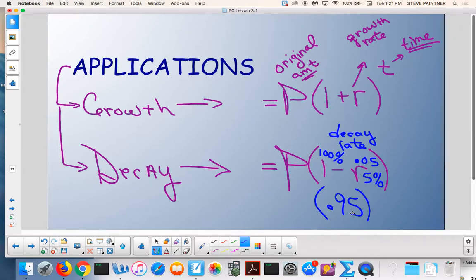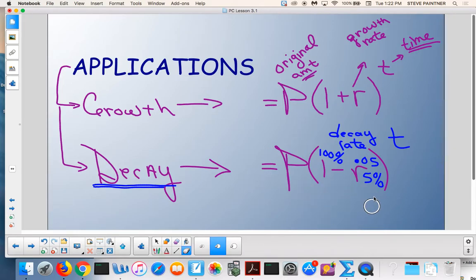If you multiply by 0.95, you're actually shrinking. You're decaying away. You're losing 5%. Get it? And then how long is this going to happen? Raise it to what power? T. There you go. So here's the formula. Good? There it is.